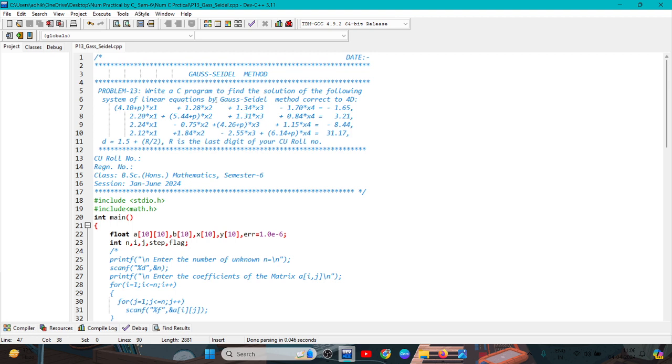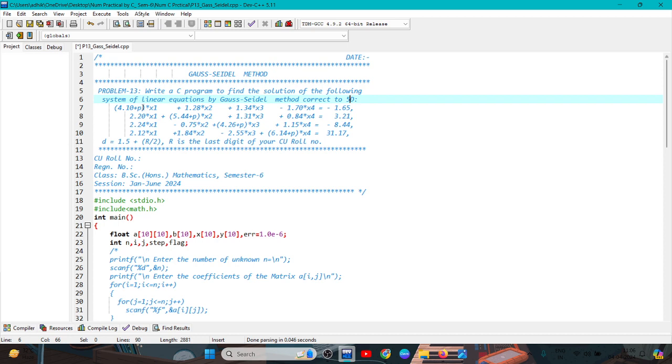Problem 13: write a C program to find the solution of the following system of linear equations by the Gauss-Seidel method, correct to 5 decimal places. First equation, second equation, third equation, fourth equation.